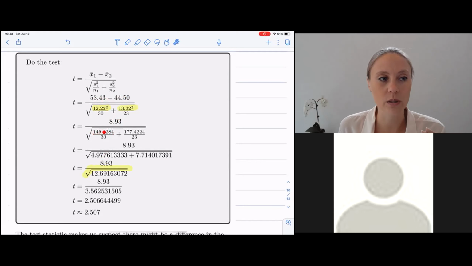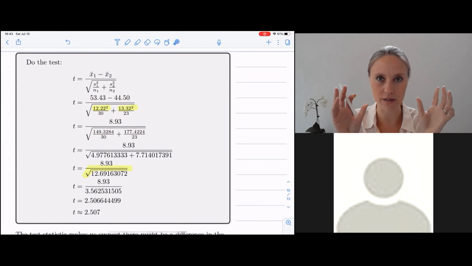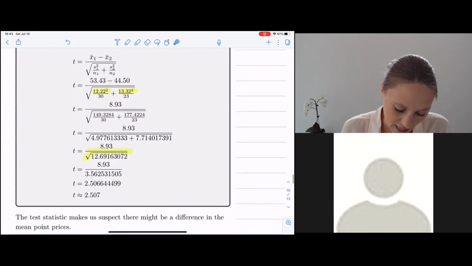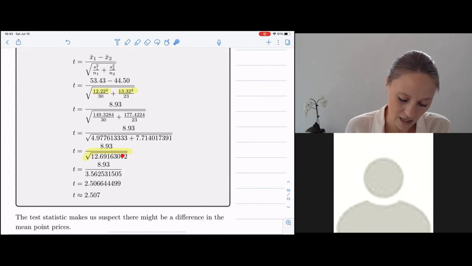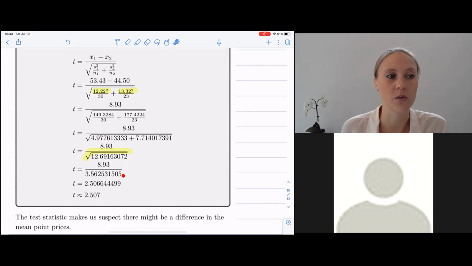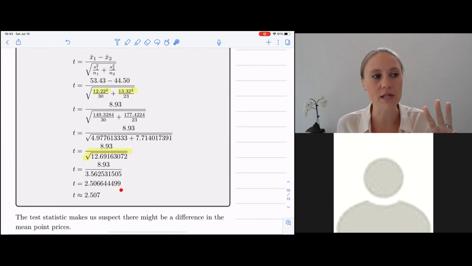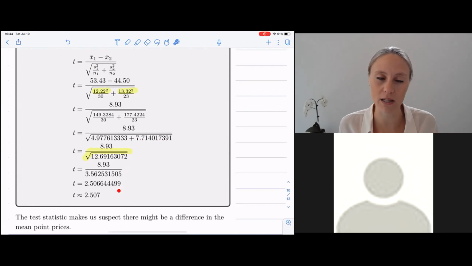So in the square root, I want to work these squared standard deviations on each side here. Then I'm going to divide by the sample size. So notice that now I have these as numbers, which I can then add up to get 12.69. And then when I take the square root, I get 3.56. Okay, so my t ends up being positive 2.507 rounded to 3 decimal places, right? We use 3 decimal places because our t table that we're using has 3 decimal places. So you want to keep at least 3.